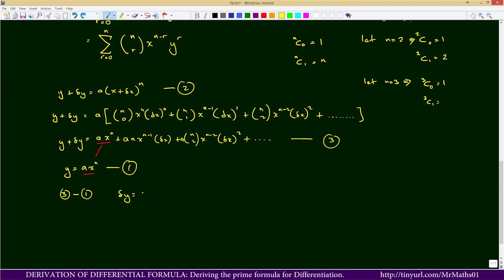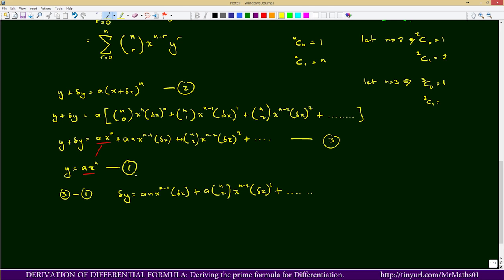Now we have a n x to the power of n minus 1 delta x plus a n choose 2 x to the power of n minus 2 and delta x squared and plus the rest, which I'm not going to be bothered writing down, and I'll show you why when we apply the limit later on.